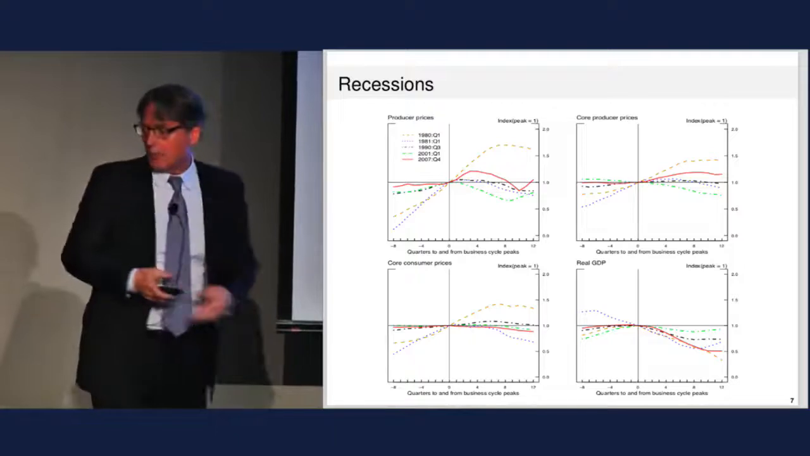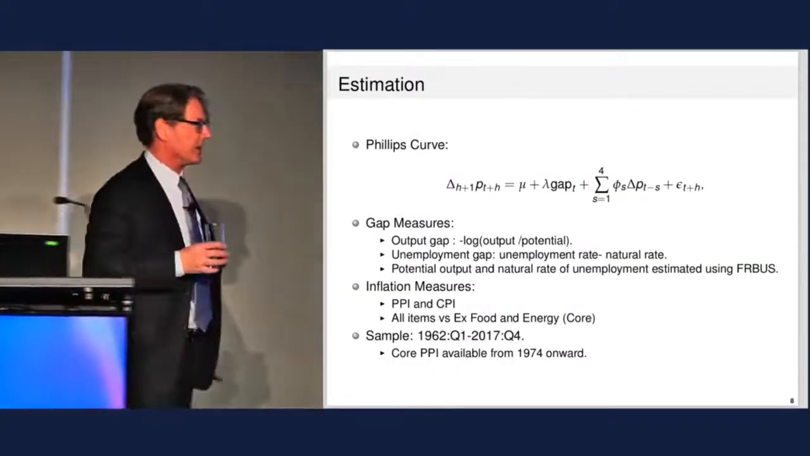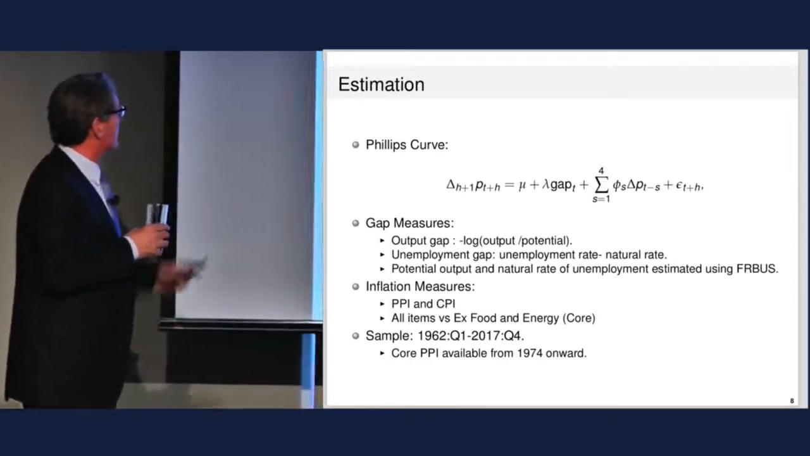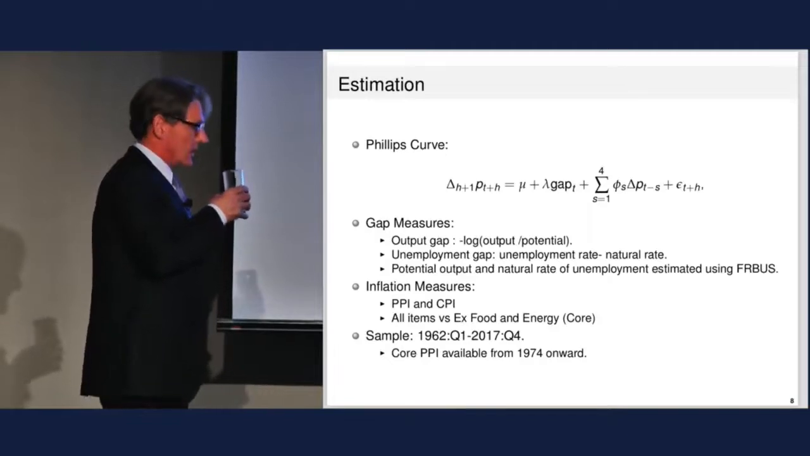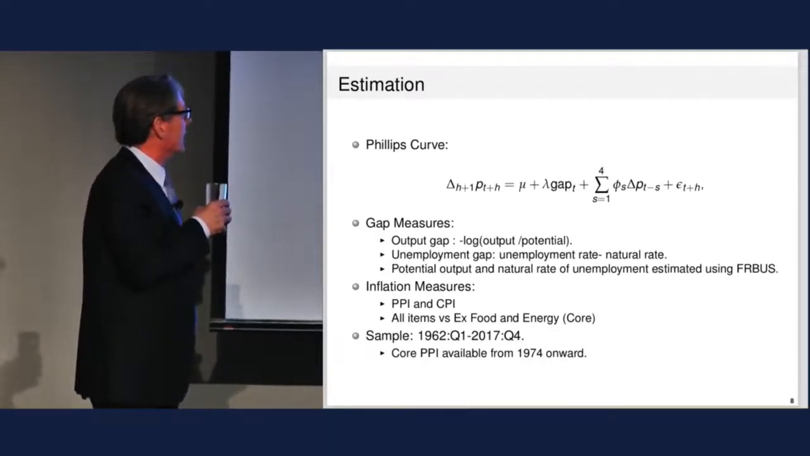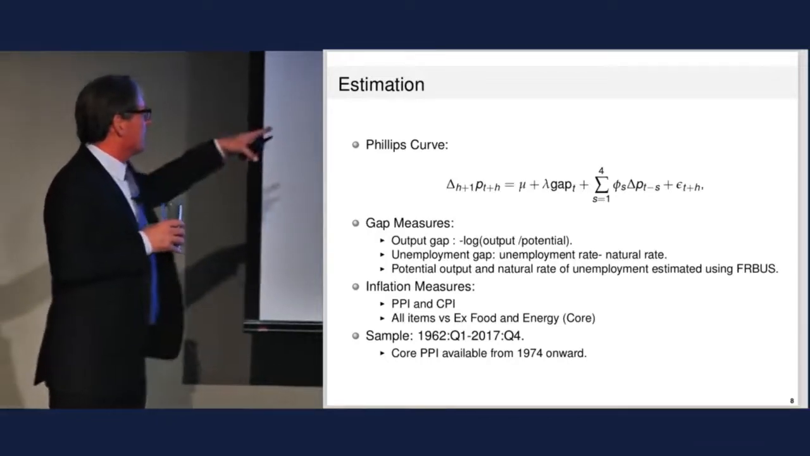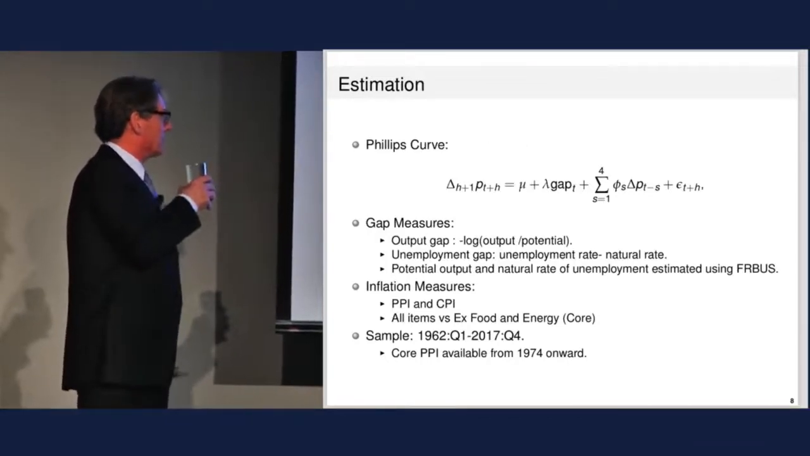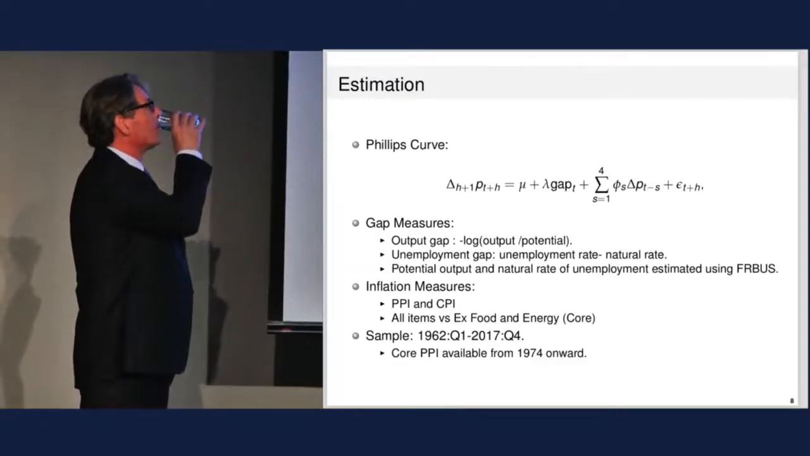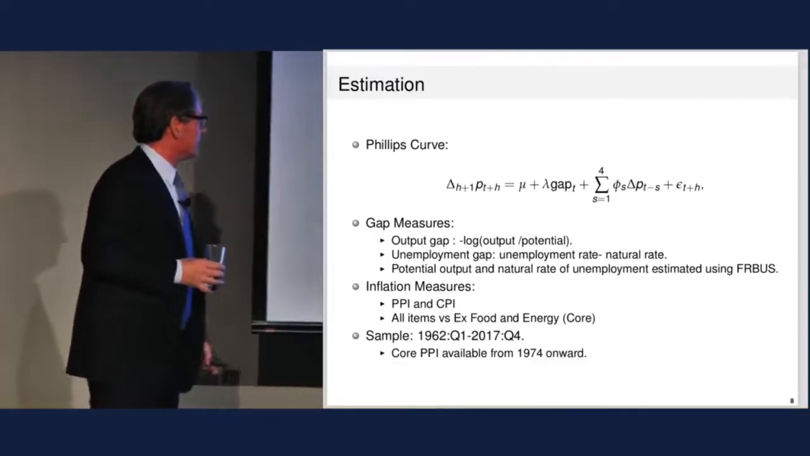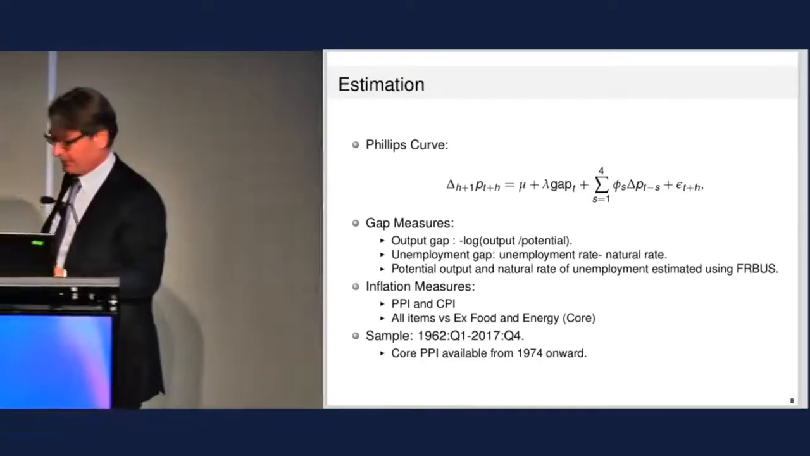Okay, so we're going to do something very simple. I don't want you to think about this as structural, as Oscar emphasized quite nicely. We're going to regress, say, either a one-quarter ahead or a four-quarter ahead price change on an output gap measure and some lags. The output gap will be either output relative to potential or this unemployment gap. And again, our sample is 62 to 2017, except for the core, which is available later.